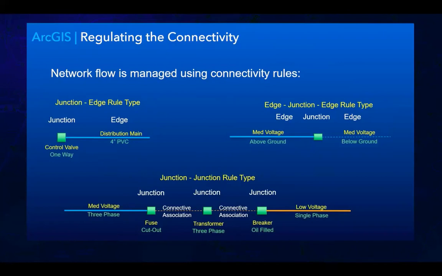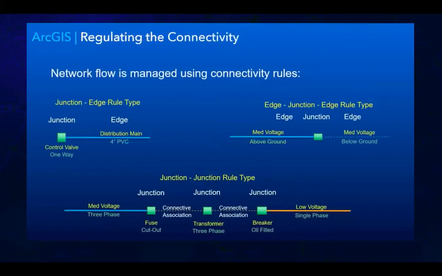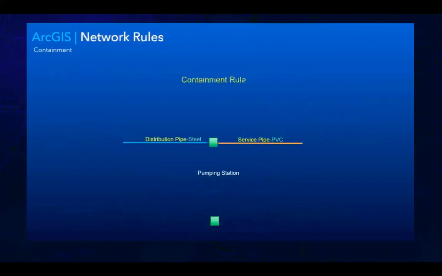Then the last type is the edge junction edge rule type. So this enables us to traverse, for example, on the slide, from an above ground asset to a below ground asset through a junction. That junction could be a riser or some sort of changing tap or a meter location that transposes the asset from above ground to below ground.